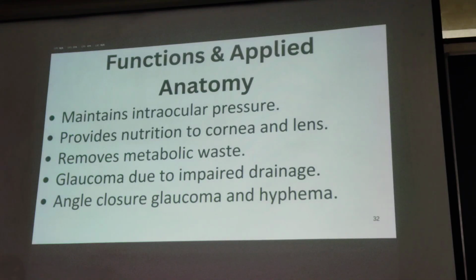Glaucoma is a condition of the eye that damages the optic nerve, often due to abnormal drainage. And hyphema is the accumulation of blood in the anterior chamber. It is often due to forcible trauma.